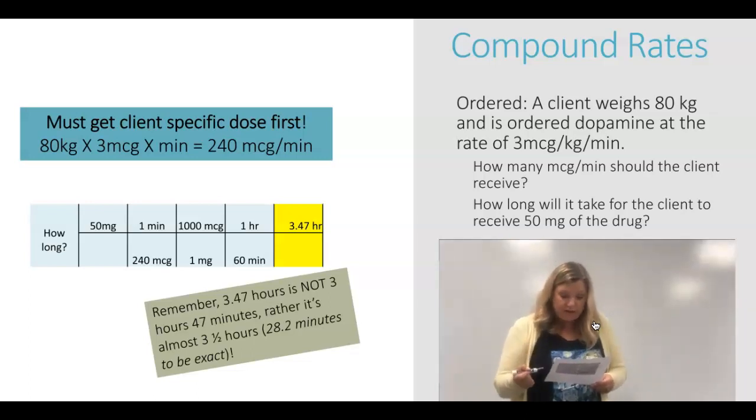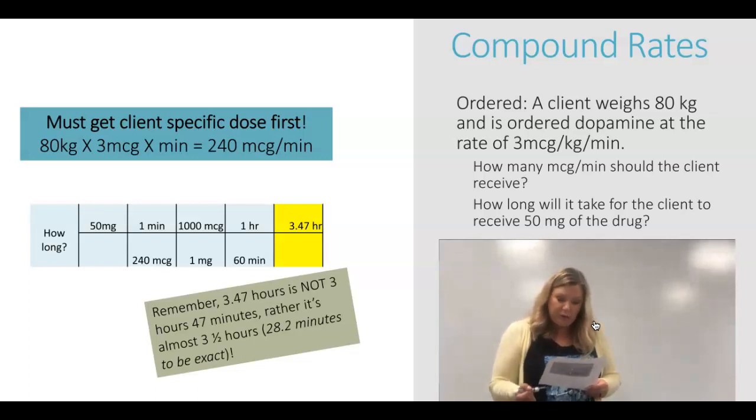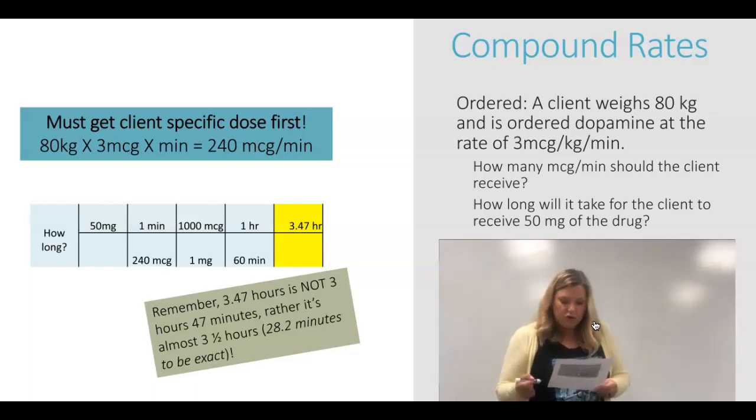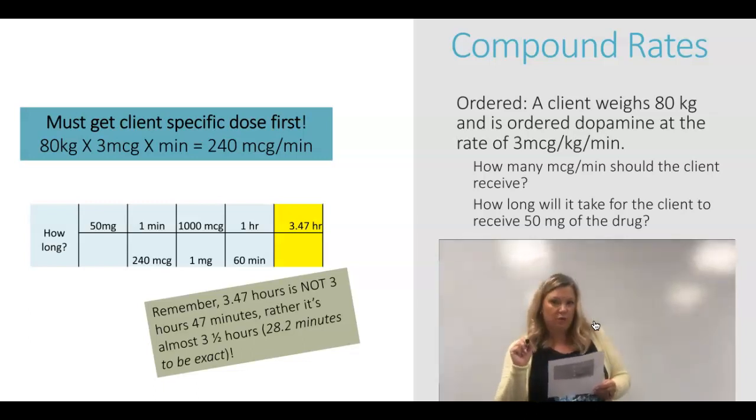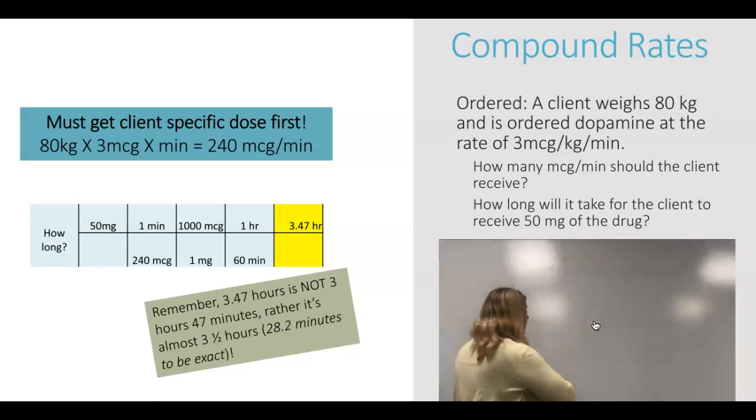All right, so let's see what it's asking us. Our question asks us, ordered: a client weighs 80 kilograms and is ordered dopamine at the rate of 3 mics per kilo per minute. So let's figure that out. Let's go ahead and just get our dose first, because sometimes when you put the kilograms in there, it doesn't always work out like it wants to, especially when you're doing a weight-based dose. So rule of thumb, if you're getting something like this, I would always figure out your specific dosage for your patient first.